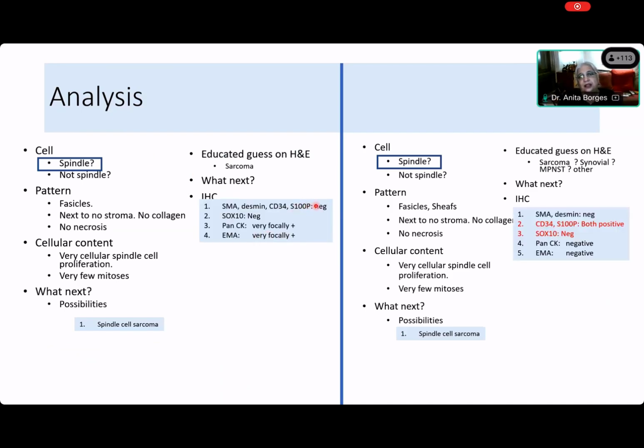Now we did it, and they were all negative. Okay, let's do 5A first. SOX10 was negative, but PAN-CK was focally positive and the EMA was focally positive. On the other hand, on 5B, SMA and Desmin were negative.